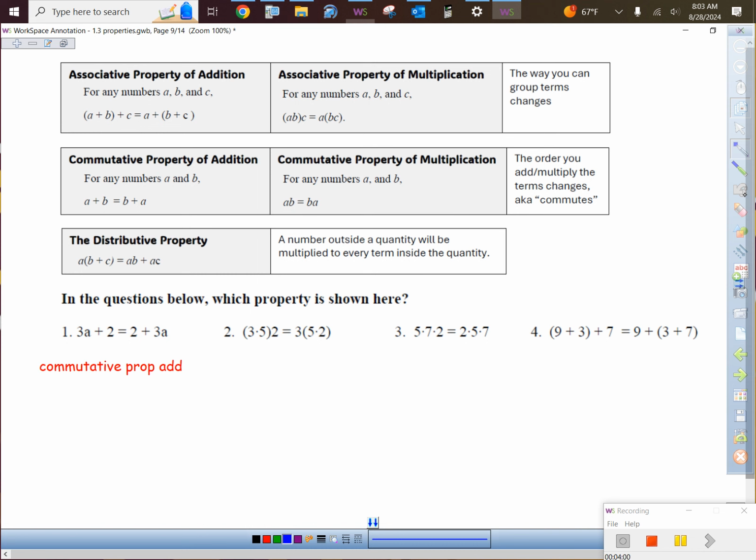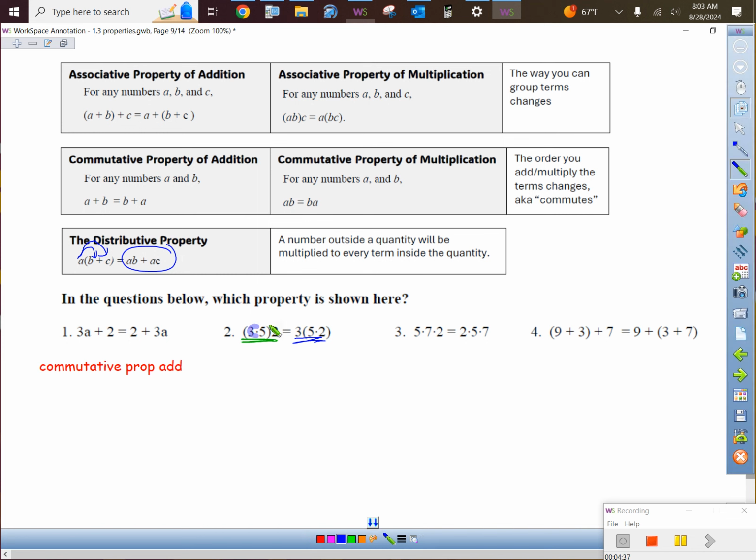Next guy, it's got parentheses involved with it, right? So it is either the distributive property, where they took a number and multiplied it through the parentheses, or some sort of associative property. So here's what I look at. If it's got parentheses on both sides, there's no way it's the distributive property, because with the distributive property, once you distribute, the parentheses disappear. You know what I mean? It's just like, okay, we've used up the parentheses. So it's got to be some sort of associative property.